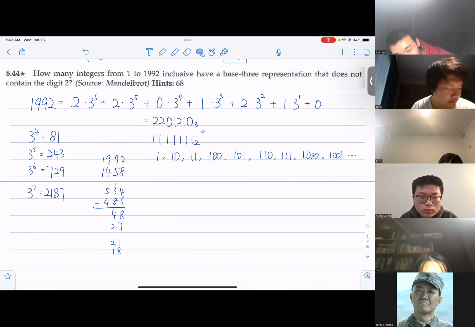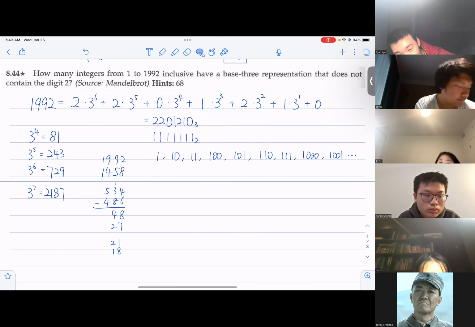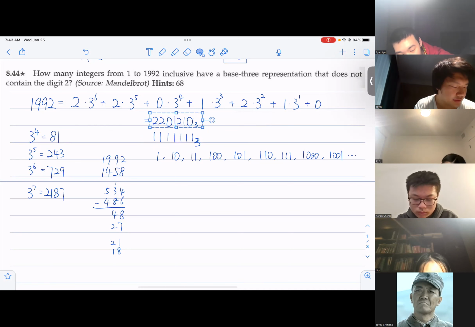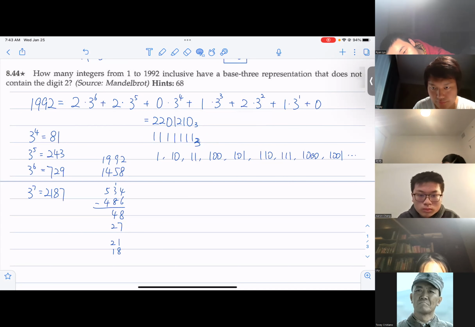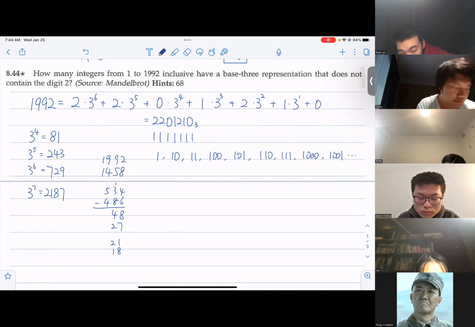And until when? Until this number, right? Because this number, if it is in base 3, is the biggest number before 220, 1210, that you can have without a digit 2. So you can only count from 1, 10, and all the way to here. And basically, because you cannot use digit 2, it becomes a binary number, 1111111. See if that makes sense?